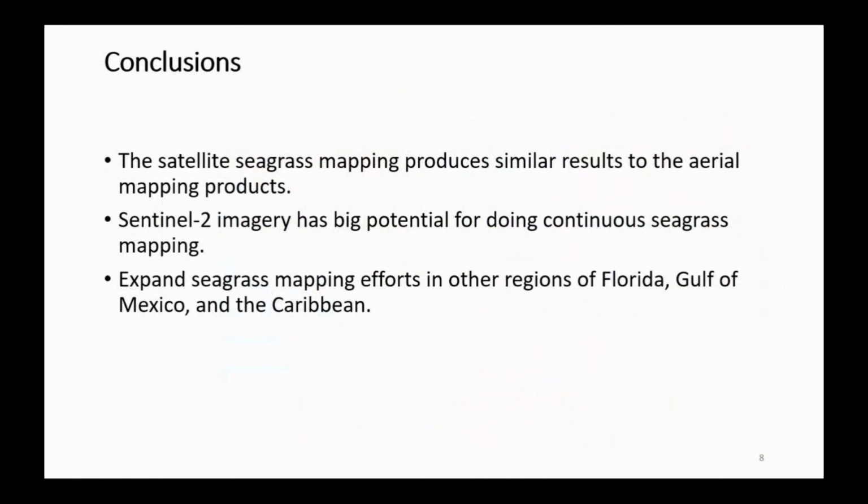Finally, with this work, we concluded that satellite seagrass mapping can produce similar results to the aerial mapping products, that Sentinel-2 imagery has big potential for doing continuous seagrass mapping. Also, we can use these methods for expanding seagrass mapping efforts in other regions of Florida, Gulf of Mexico, and the Caribbean.